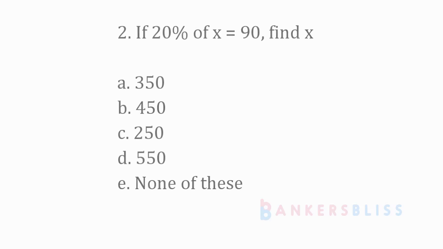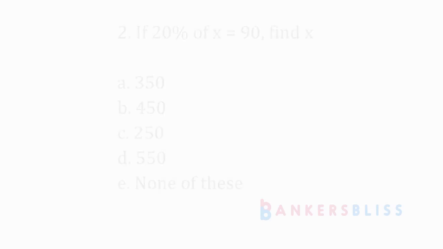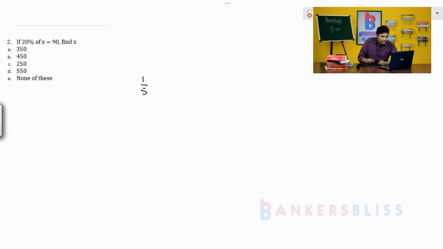Problem number 2. 20% of x is 90. Find x. So what do you mean by 20% with respect to fraction? 20% means 1 by 5. So 1 by 5 of x is equal to 90. Then what is x? X is equal to 90 into 5. 9 5s are 45. So the answer is 450. Option B is the right answer.